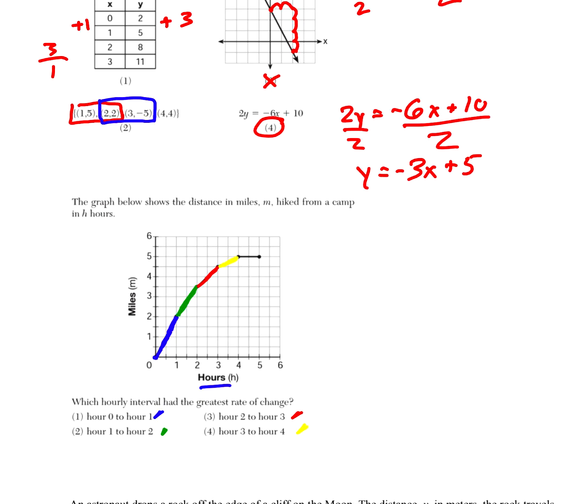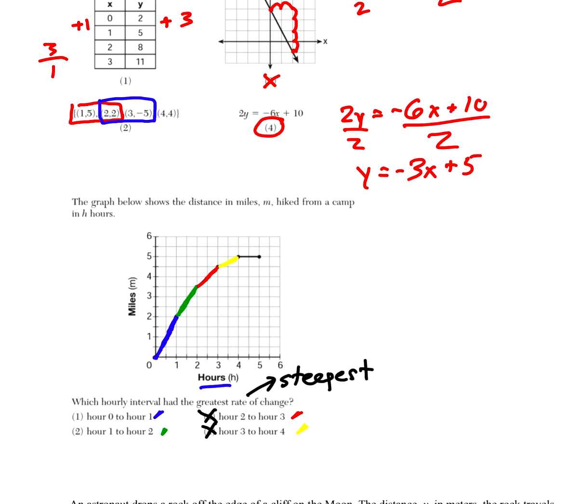So if it has the greatest rate of change, that means it's going to be the steepest rate of change. So I want to look at which part of the segment's the steepest. You look at 3 and 4, definitely not 3 and 4. You can check 3 and 4 if you want to, but those are definitely becoming less steep and more flat. I can't tell between the interval of 0 to 1 and 1 to 2, so I'm going to find the slope of those 2 points.